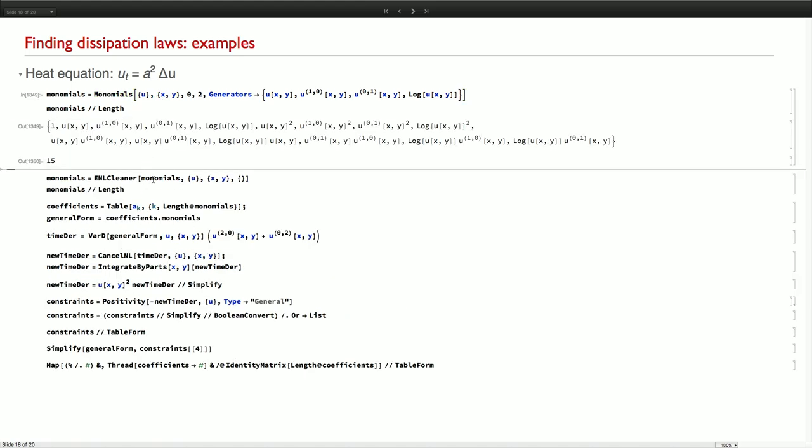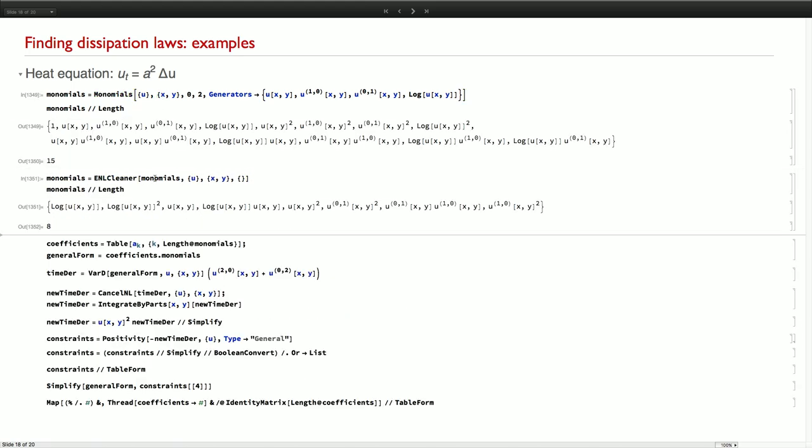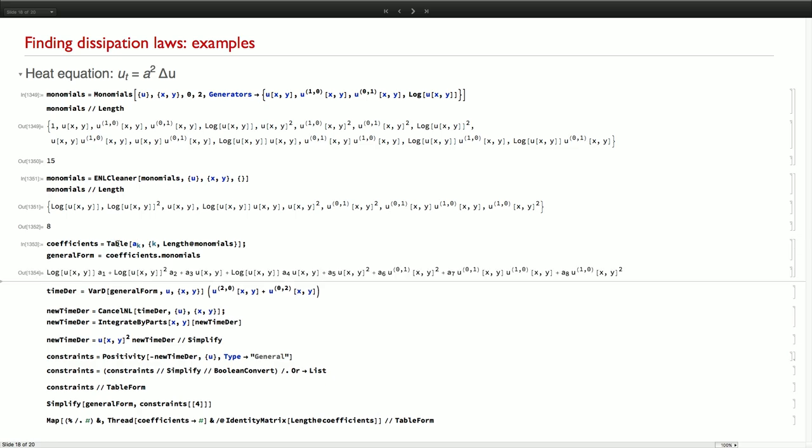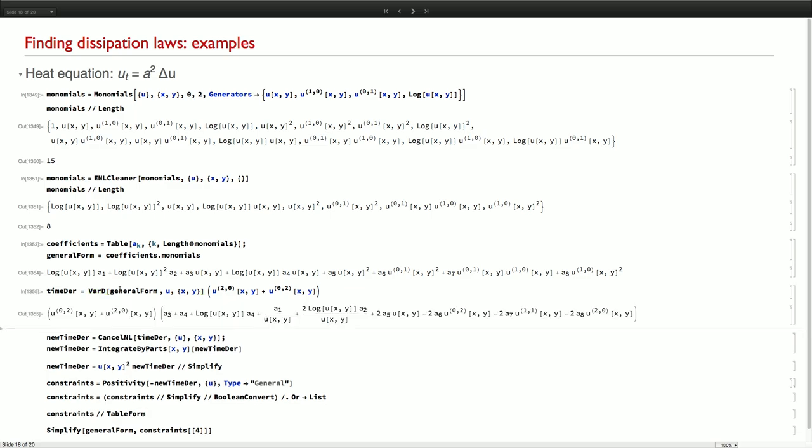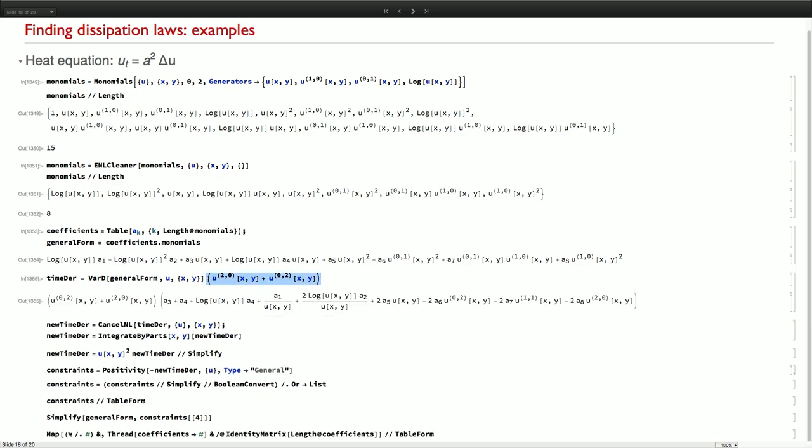Okay, let's generate monomials. Let's clean null Lagrangians from the list of monomials. And we will construct the general form. We will apply the Euler-Lagrange operator to the general form. And also we will multiply with the right hand side of the equation, as was shown in the theory for the dissipation laws. And we will cancel the null Lagrangian and integrate. We will integrate by parts to have more symmetric terms to work with, because it will be easier for us.